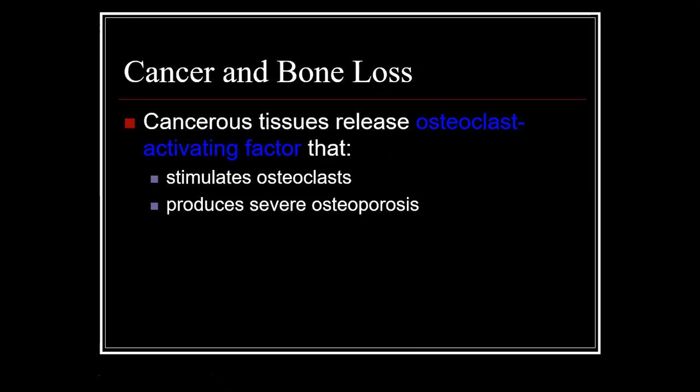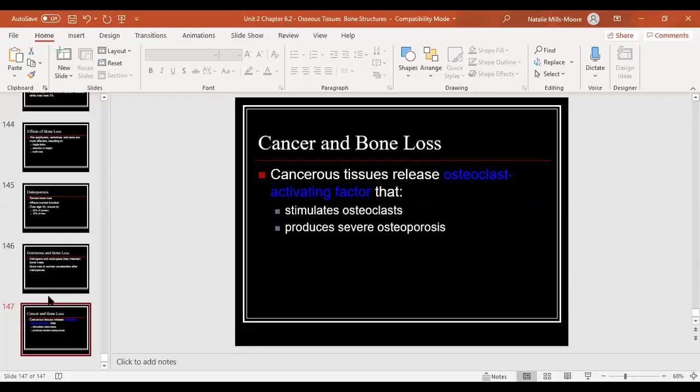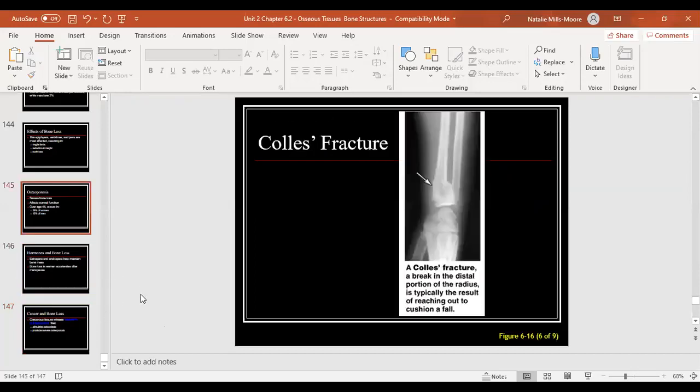Cancer. Osteosarcomas are some of the most aggressive cancers on the planet. Thankfully, they're fairly rare in terms of cancer. I mean, many people die from them yearly, but they're very, very fast-acting cancers. They move very quickly, so they metastasize very quickly. Cancerous tissues release osteoclast activating factor that produces severe osteoporosis in bones as well. What? That was it? That's how we ended? We ended on cancer? How sad.